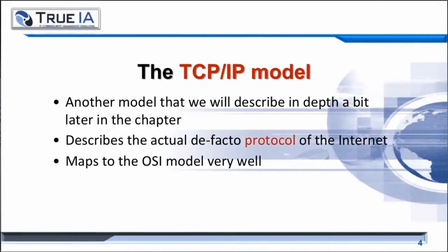Then we have the TCP/IP model. It's just another model that we will describe in depth a bit later on. Understand that it describes the actual de facto protocol of the internet. It's how the internet works. Each layer of the TCP/IP model, which you may often see referred to as the DoD model, maps directly to the OSI model very well.